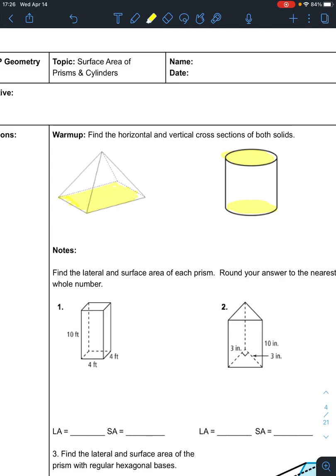So the lateral area is the area of all of the surfaces except for the base. Okay, so in the pyramid, the lateral area would be the 4 triangles. And then the surface area is the area of all of the surfaces. For the cylinder, it would be the area of this, like the green bean can wrapper. That would be your lateral area, and then your surface area would include your 2 bases.